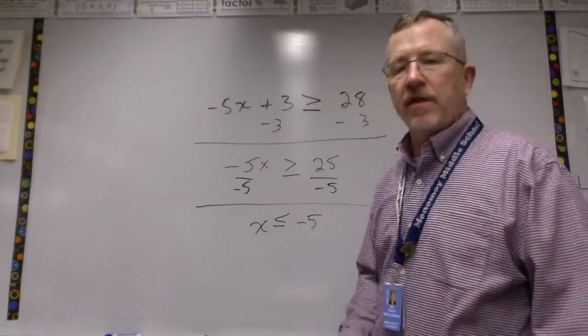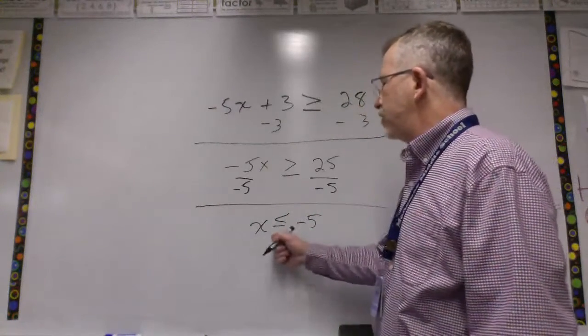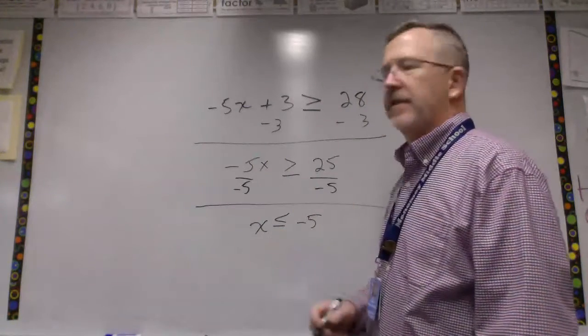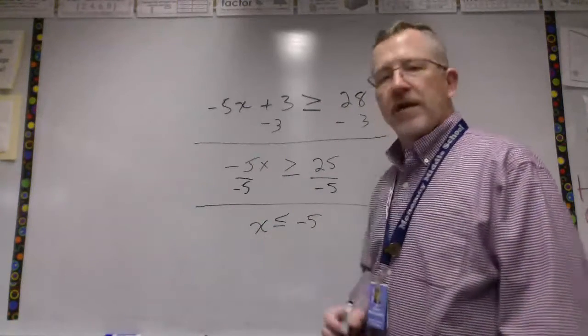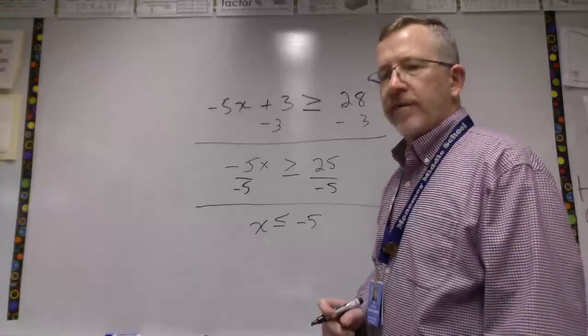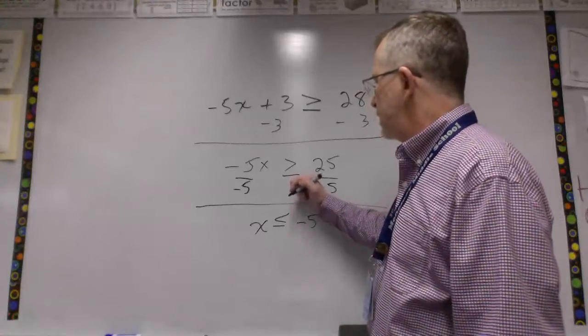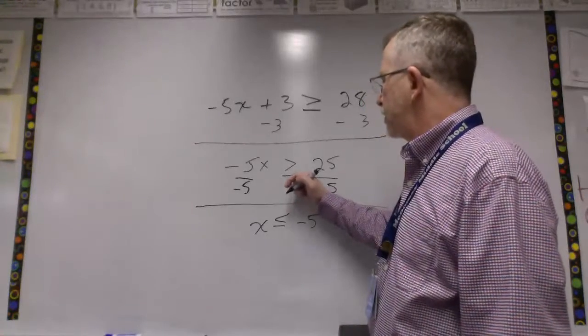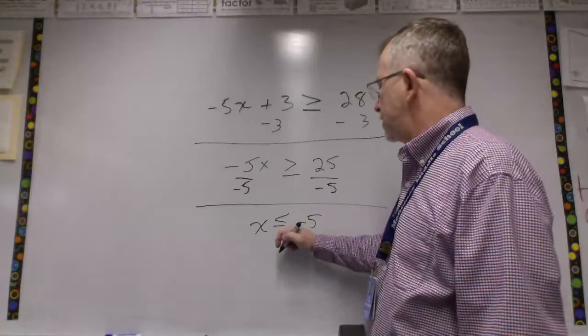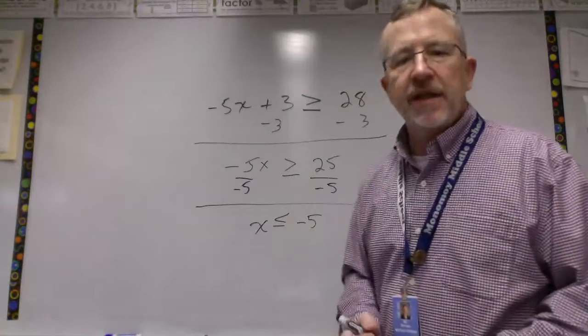So what happens is, whenever I divide by a negative or multiply by a negative when solving an inequality, I have to reverse the orientation of my inequality symbol. So I go from greater than or equal to, to less than or equal to. And so if I test that, that will work.